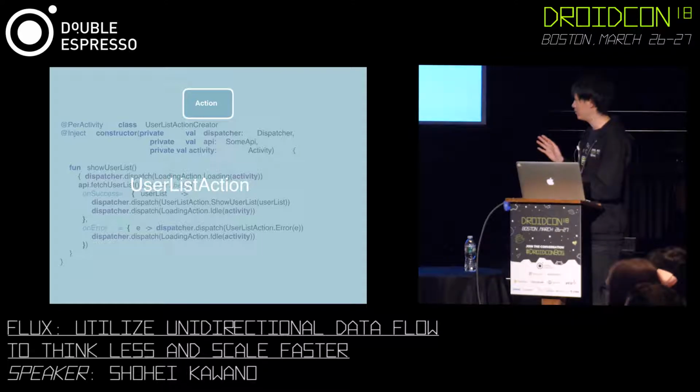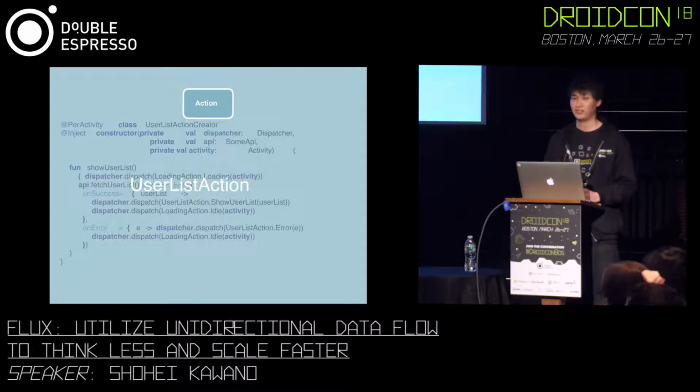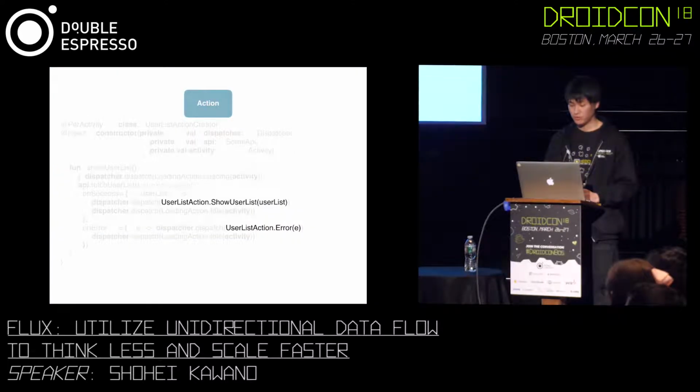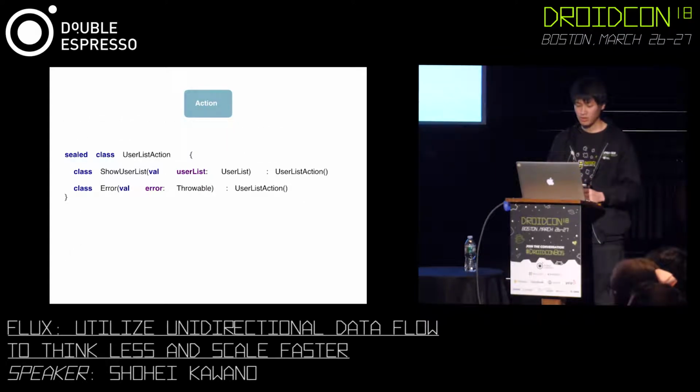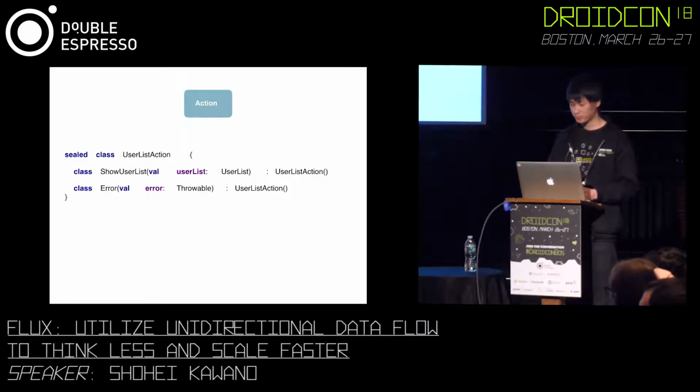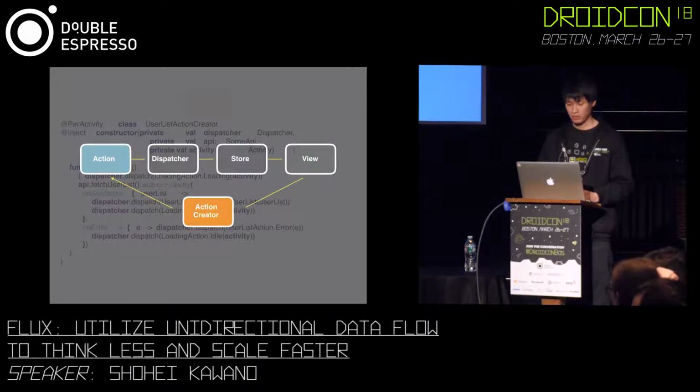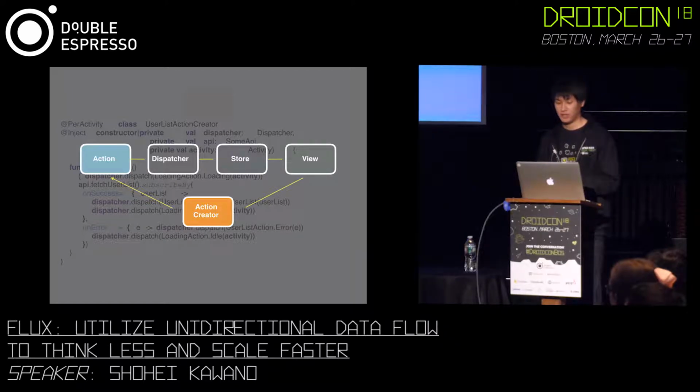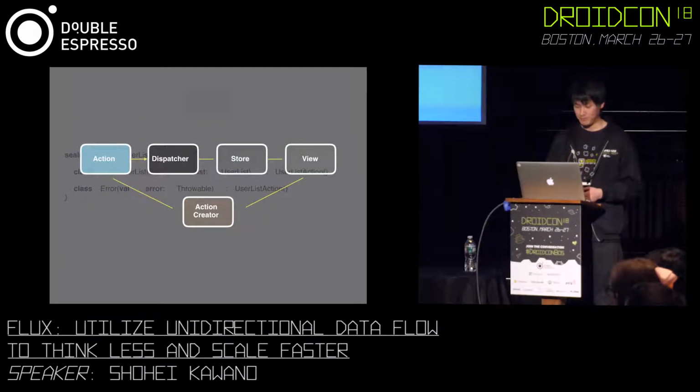Next, let's see how the user list action is initialized and what it looks like. Inside the action creator class, the user list action is initialized in those two places. If you look inside, we also use a sealed class, just like the loading action, to create classes. We have two classes, ShowUserList and Error. It's a simple class. And once we create an action, we're going to pass it to the dispatcher, right? So let's see how we can pass that.